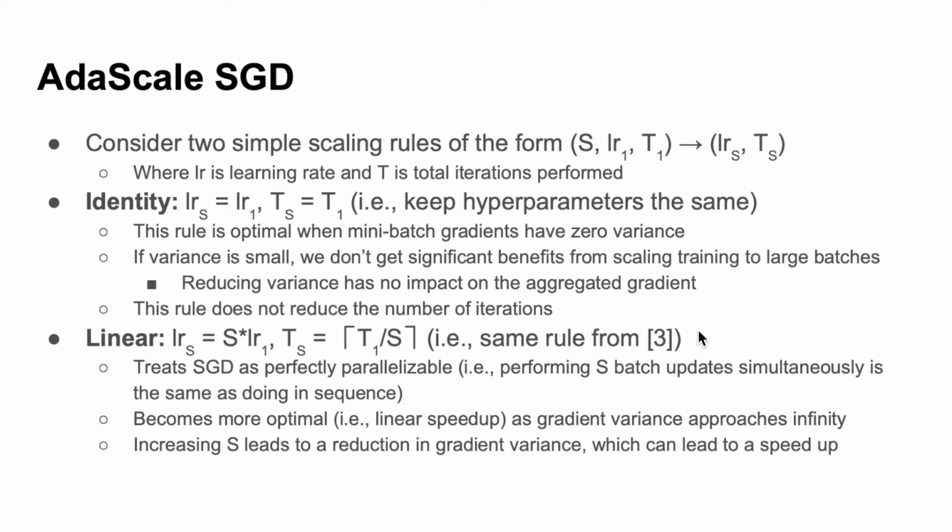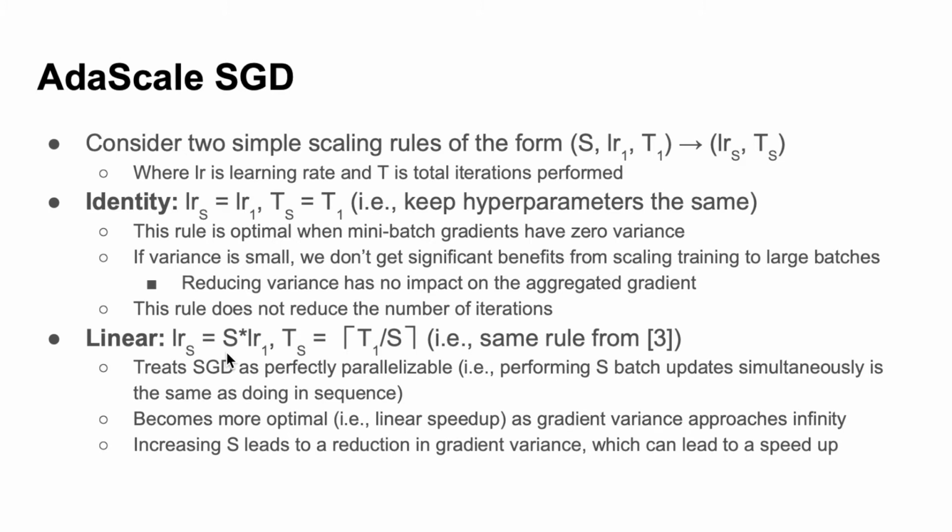The other rule that's proposed by the authors is the linear scaling rule. And this is actually the previous state of the art upon which AdaScaleSGD is trying to improve. Basically, as we mentioned before, if you scale up your mini batch size by a factor of S, you scale up your learning rate by the same factor. So what this is doing is it's basically treating stochastic gradient descent as if it's a perfectly parallelizable algorithm. Basically, if we perform S mini batches at the same time inside of one large mini batch, this rule would treat it as if we just performed those in sequence.